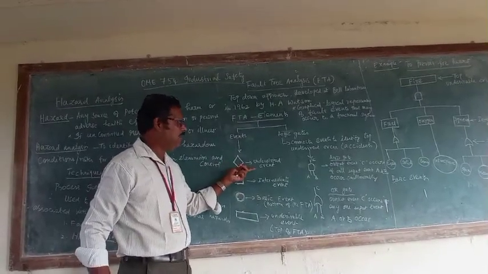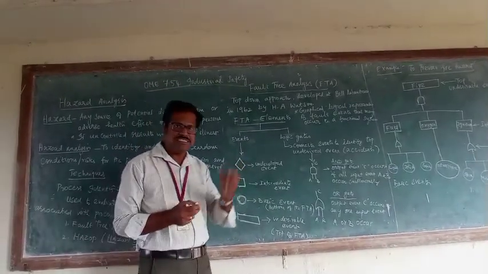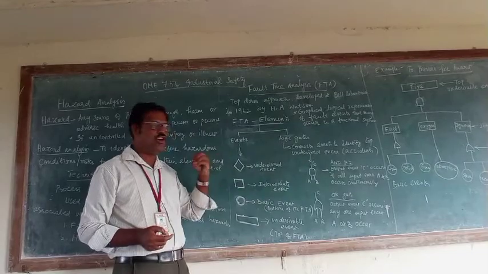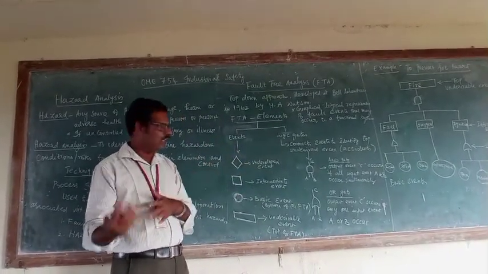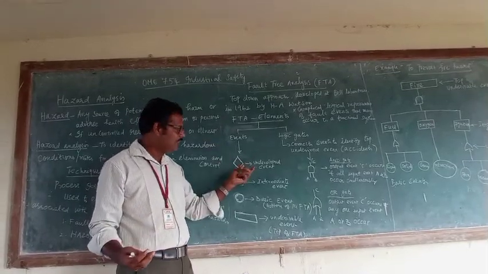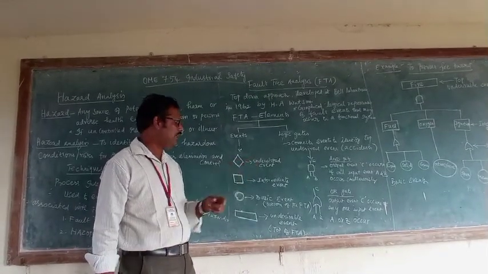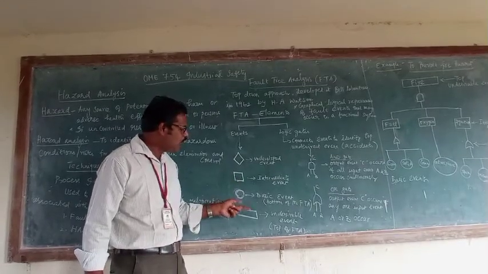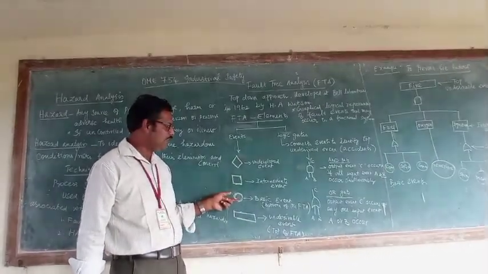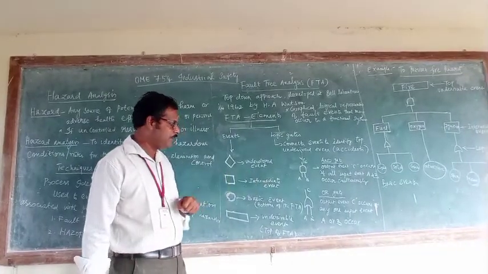The undeveloped event has very little information, and it does not contribute anything. By using that event, we cannot acquire any knowledge of the system, so that event is named the undeveloped event. An intermediate event is the event which connects both your top level event and basic level event. That's why it is called the intermediate event.